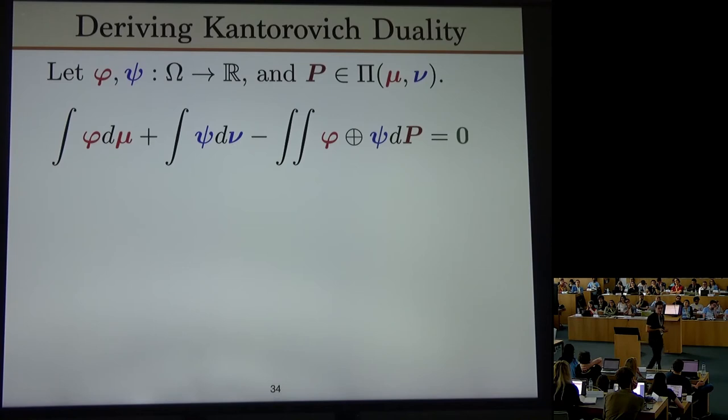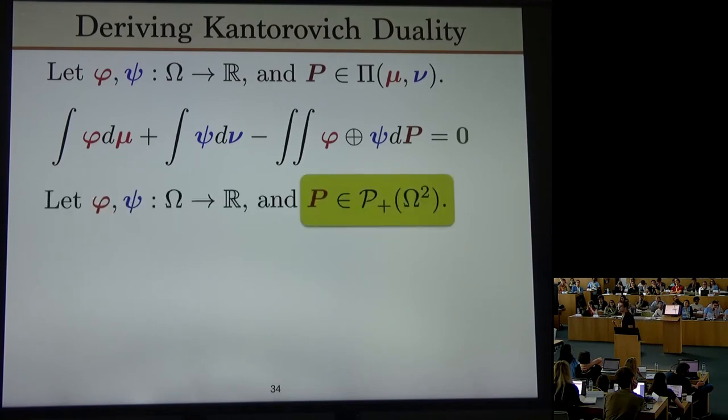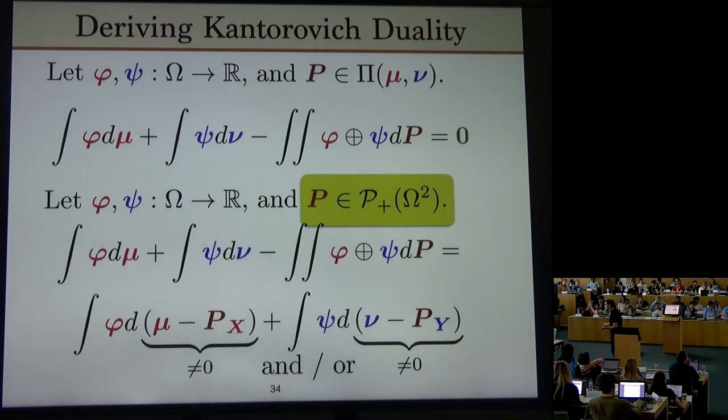They're equal to 0. Now, what if I don't assume that P has this nice property? I just assume it's a positive measure. I don't even need to assume that it's a probability measure. It's anything that has a positive mass on the product space of omega times omega. Well, I'm not saying something very clever here. I'm just saying that this will be decomposed as the integral of phi against mu minus the first marginal of P, plus the integral of psi times nu minus the second marginal of P, by following the same logic. So some things here will be left out and will not be zero. There will be some mass left out there.